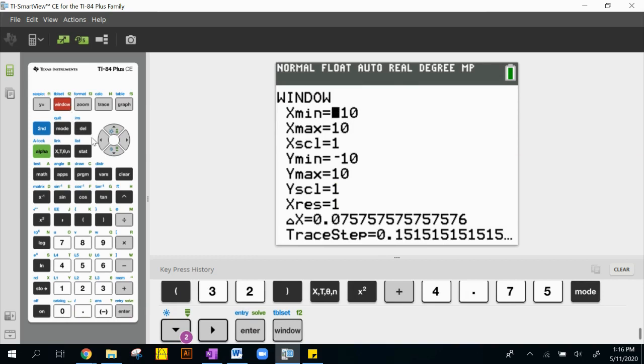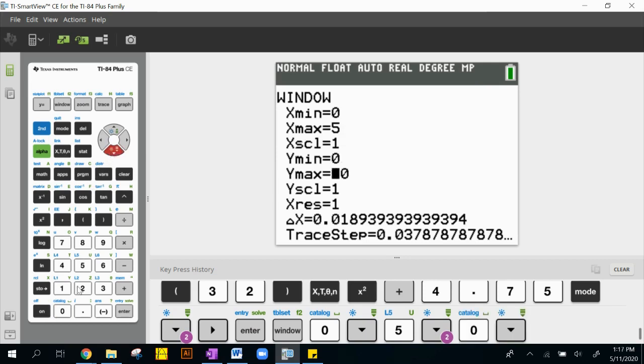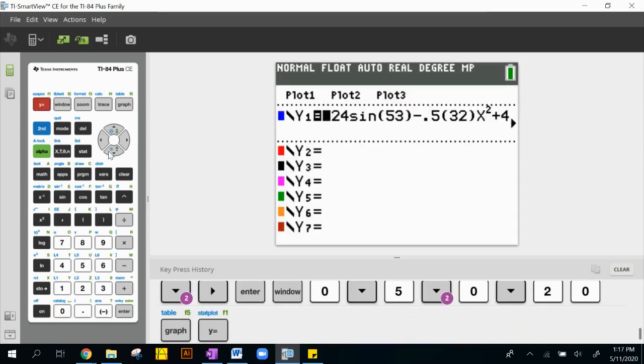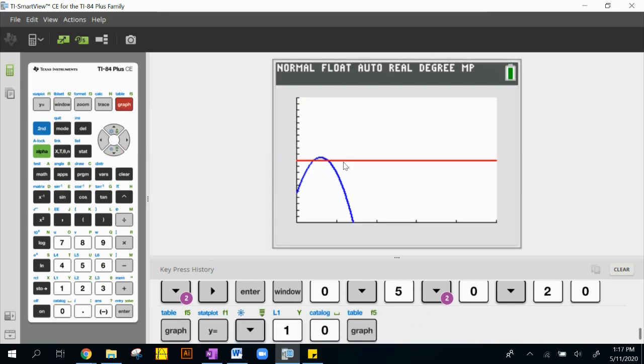My X-min is the horizontal distance. No, X is time here, so I don't need negative seconds. 10 seconds should be playing time for a basketball, but I'm actually going to change that to 5 seconds. I think that's enough. Y will be my vertical distance. I don't need any negatives, but I need to see above 10, so I'm going to make that 20. Let's see our graph. There we go. I want to know when it hits 10, so I'm also going to graph 10. And there we go. I'm going to find the intersection.